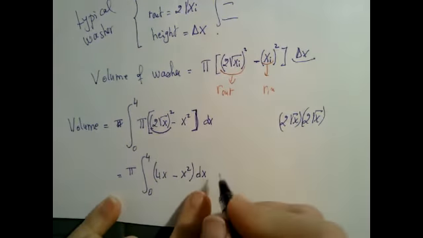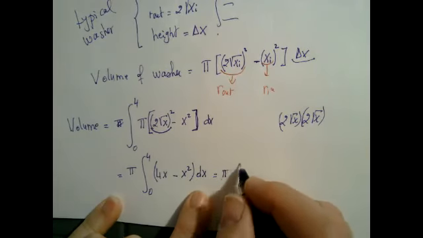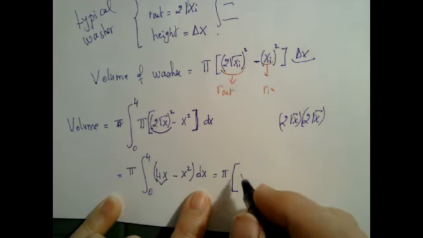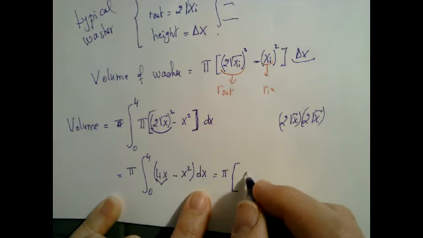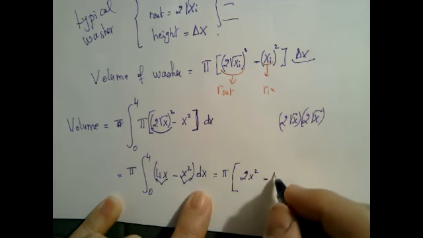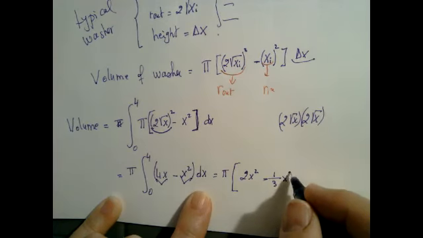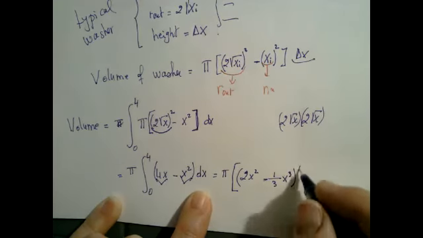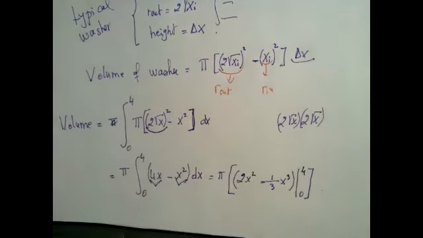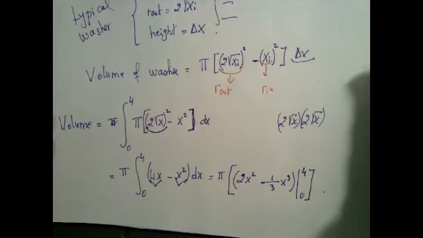Now finally, I integrate. Pi is a constant. The antiderivative of 4x is 4 times a half x squared. The antiderivative of x squared is a third x cubed. The whole thing between 0 and 4.